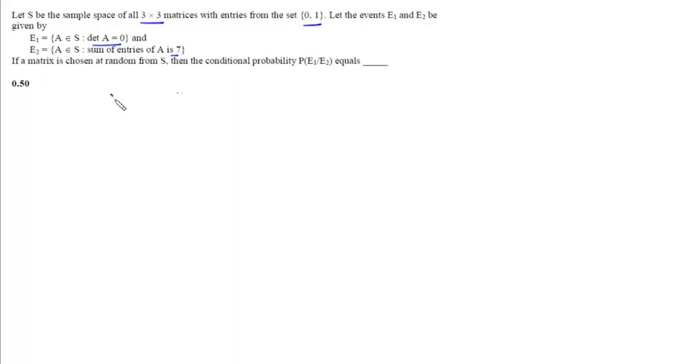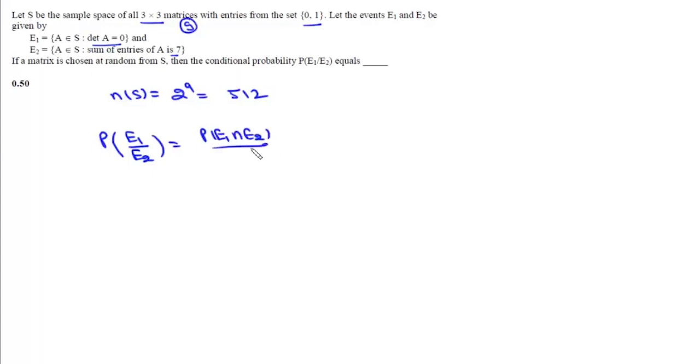Now first we'll find the number of matrices possible. It's a 3 cross 3 matrix, so we have 9 entries, and for each position we have 2 choices. So the total number of such matrices will be 2 to the power 9, and that will be 512. Now we need to find the probability of E1 given E2. This is the probability of E1 intersection E2 upon the probability of E2.